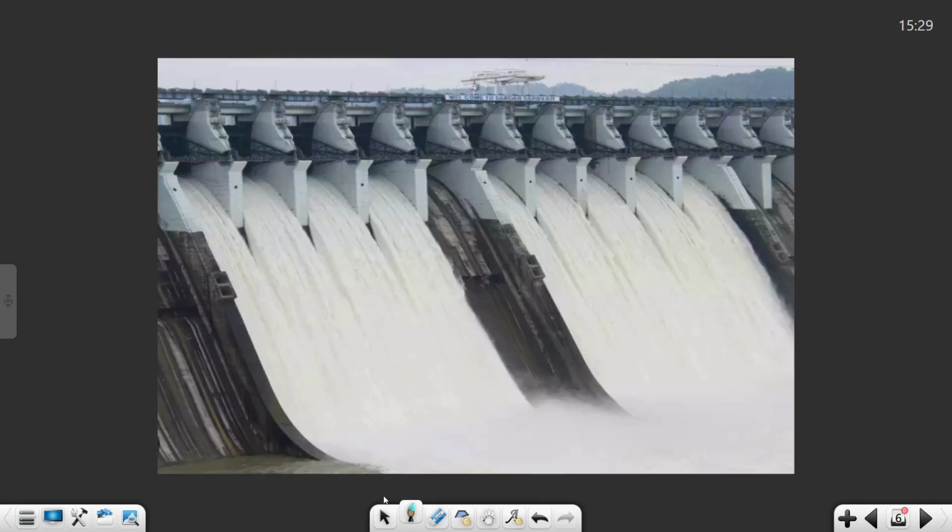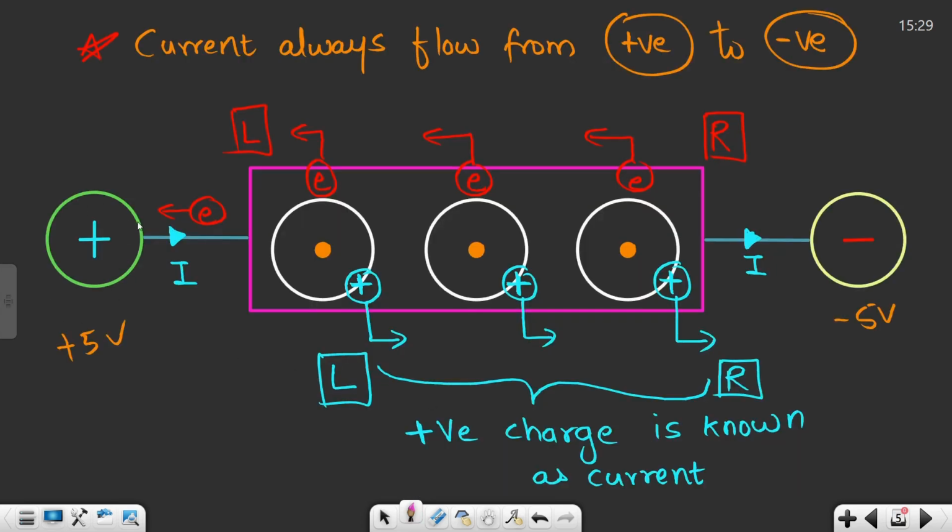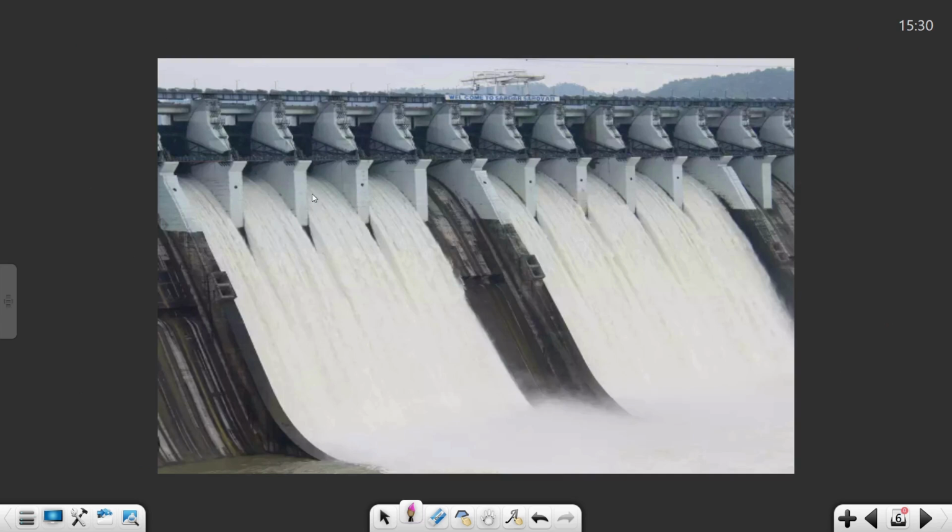Let's proceed further. As I clearly mentioned, current always flows from positive to negative. So positive charge or positive voltage acts as the higher potential, and the negative voltage or negative charge acts as the lower potential. Similarly, in this dam, this particular point acts as the higher potential.